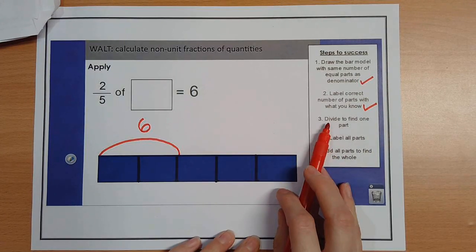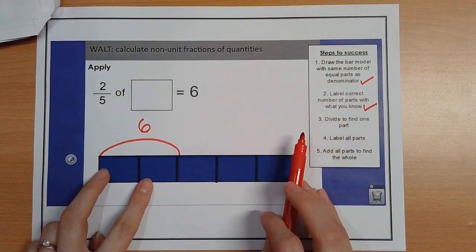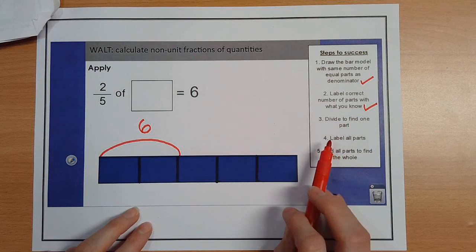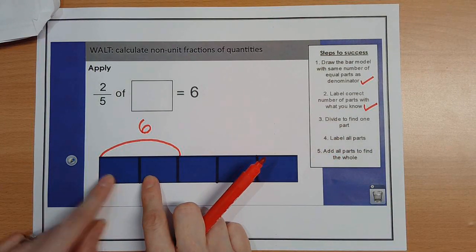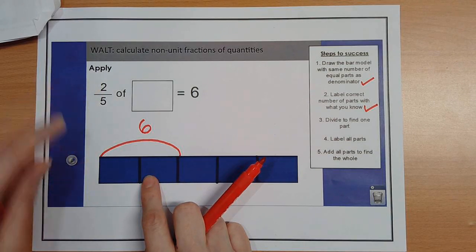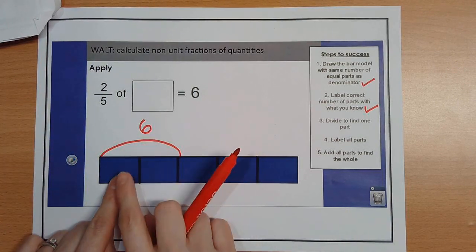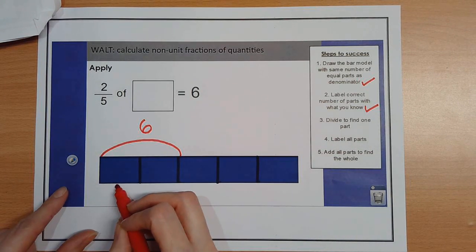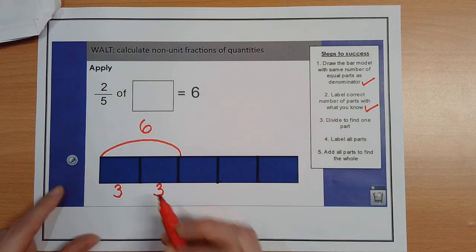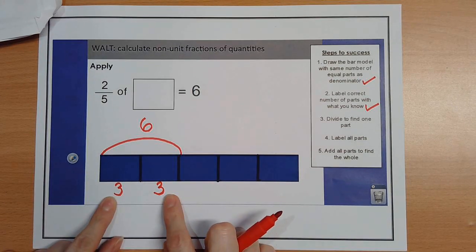So now I need to divide to find one of the parts. Now the number that I'm dividing by is going to be 2 because this is for 2 of the parts. I'm always going to be dividing by my numerator. So 6 divided by 2. 6 divided by 2, I know is 3. Hopefully you've got 3. So each part there represents 3.